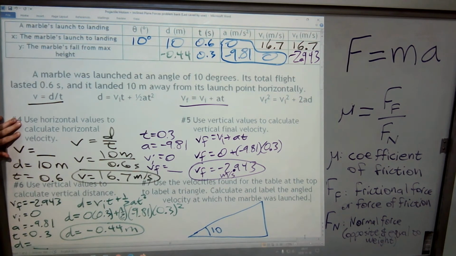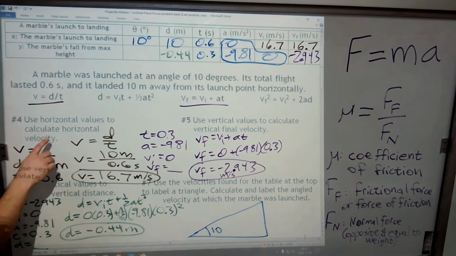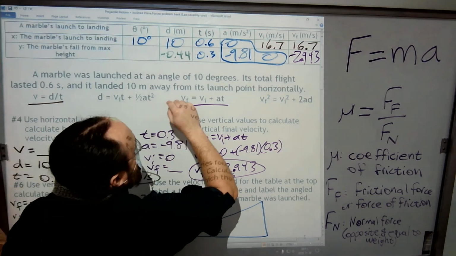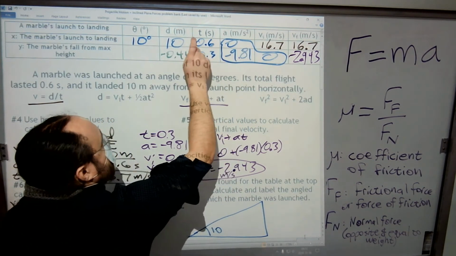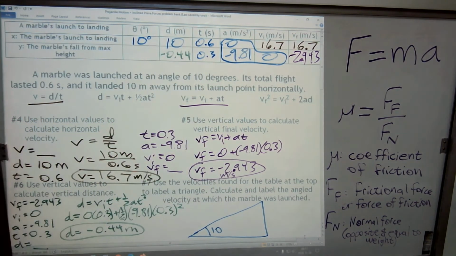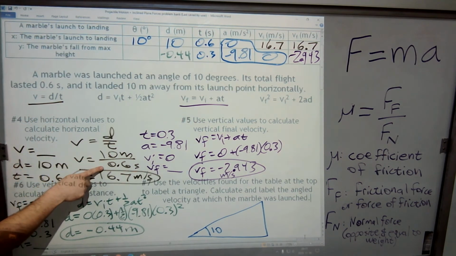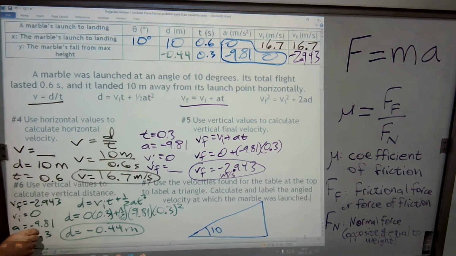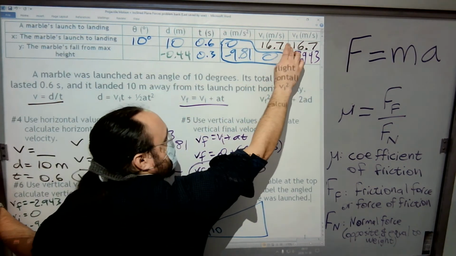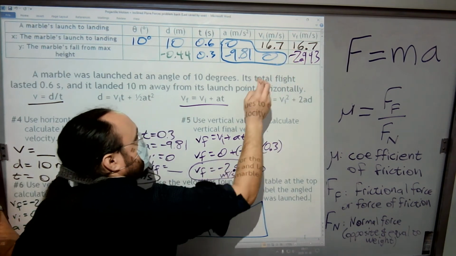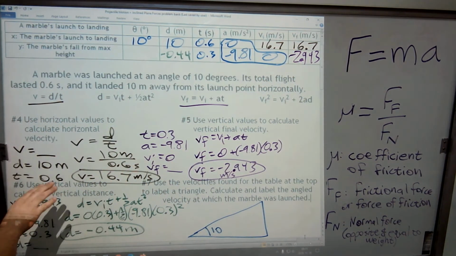So the first question asked me to use horizontal values to calculate horizontal velocity. And my horizontal values so far were acceleration was 0, time was 0.6, and distance was 10. So if we're just finding velocity, I use my v equals d over t, plugged in 10 divided by 0.6 for d and t, and I got 16.7. That number went in these 2 boxes. These are always the same as each other, so whenever you get horizontal velocity, it goes in both those boxes.